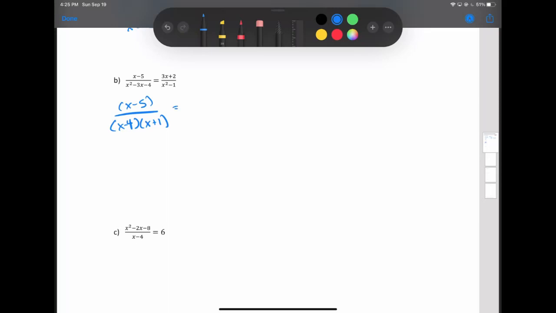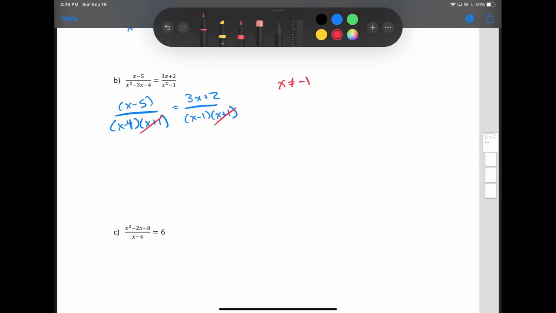On the other side, I'm going to have 3x plus 2, which doesn't factor. It's about as simple as it can get. But on the bottom, I have a difference of squares, so I can factor that down into x minus 1, x plus 1. Okay, well, here's a little advantage. If we have an x plus 1 on both sides, we can multiply both sides of the equation by x plus 1, and those cancel. However, that gives me the restriction x cannot equal negative 1. I'm just going to write that over to the side for now so I don't forget about it.